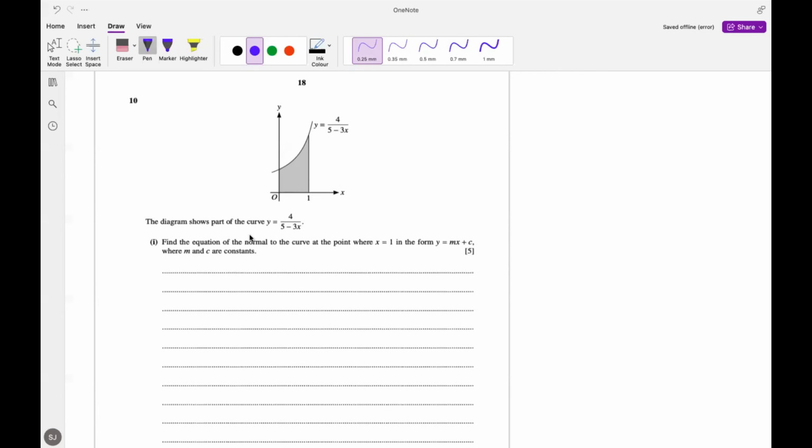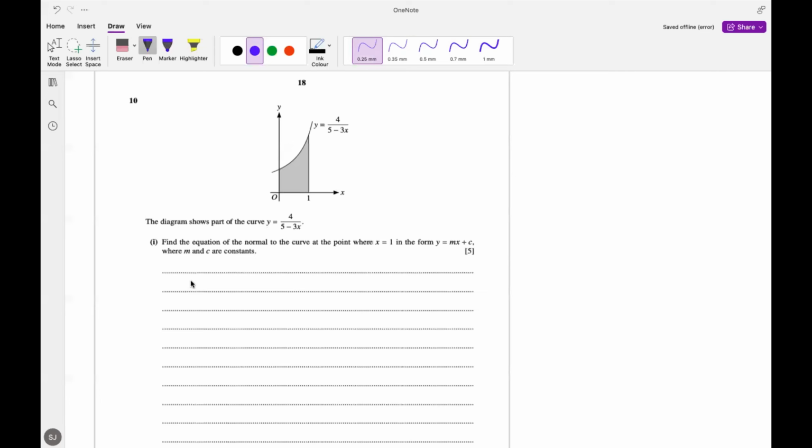In question 10, we have a diagram that shows part of the curve y equals 4 upon 5 minus 3x. In the first part, we have to find the equation of the normal to the curve at the point where x equals 1. Now, to find the equation of the normal, we need a point on the curve and the gradient. To find the gradient, first we'll find dy/dx, which will be the gradient of the tangent.